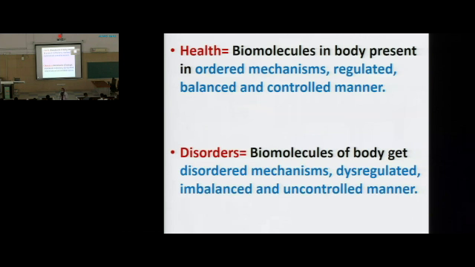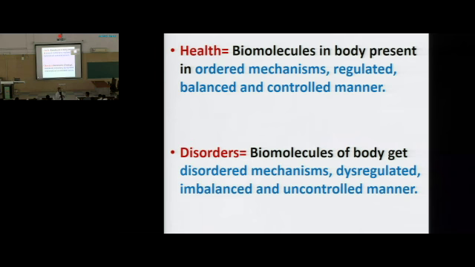And just the opposite is disorder. If these biomolecules are disorganized, dysregulated, imbalanced and uncontrolled, if they go haywire from this range, you have just been told 70 to 110. If the glucose is now 200 milligrams, can you call it order of this biomolecule? Then this leads to a disorder, and that disorder is diabetes mellitus, which is characterized by hyperglycemia. You understood? So here you have to understand what disorder and health are from the point of view of biochemistry.